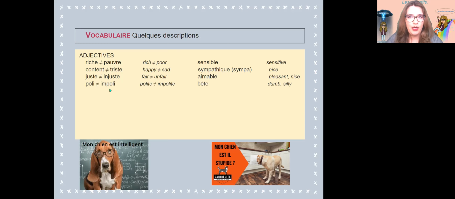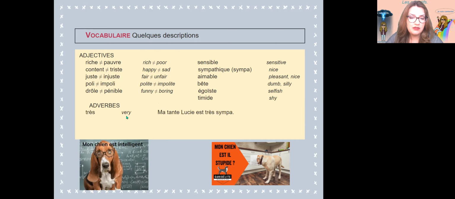Poli, impoli. Bête, dumb or silly. Drôle versus pénible. Funny, boring. Égoïste, selfish. Timide, shy. Now these were the adjectives. Now let's look at some adverbs.